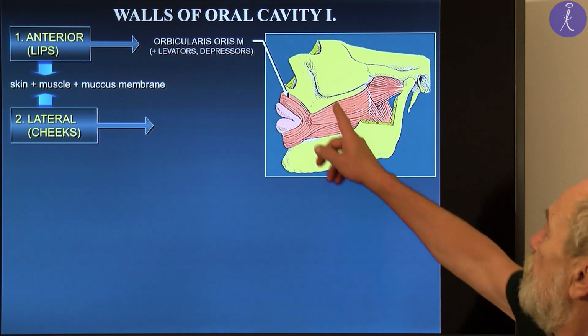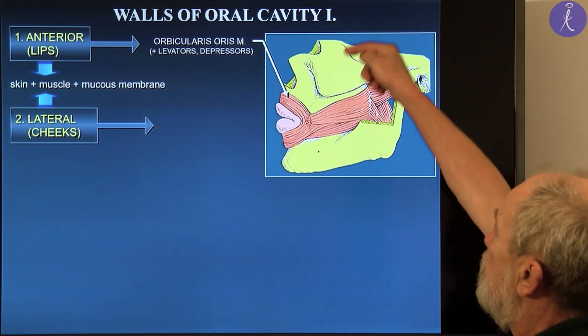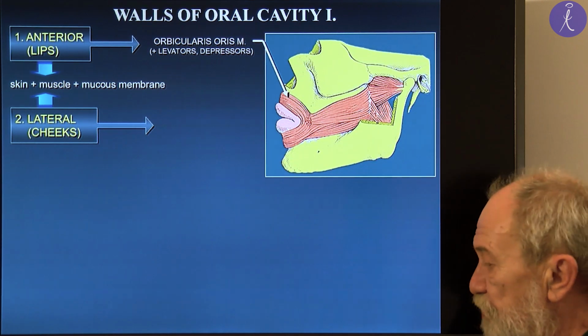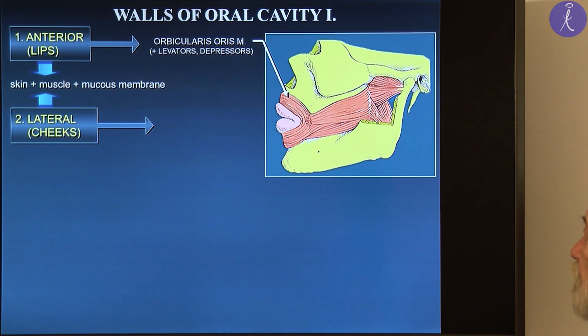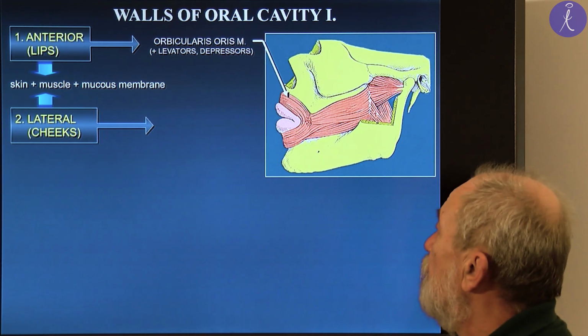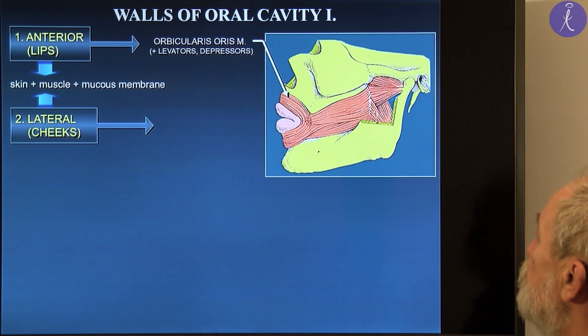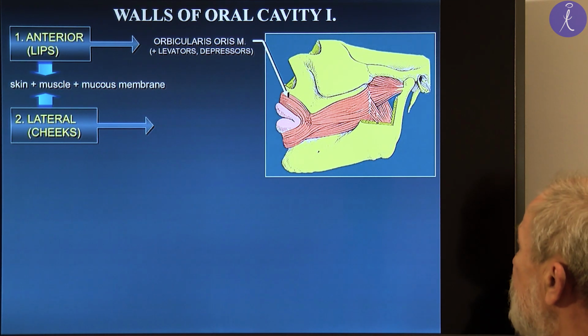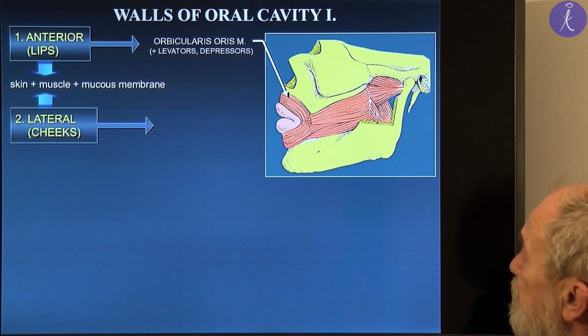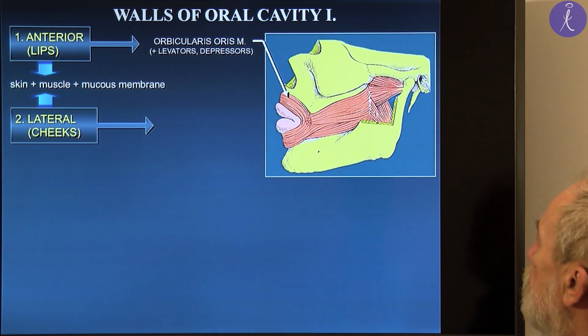Orbicularis oris muscle, circular as the name says, and several other muscles project into this muscle, making the lips very movable, necessary for speech, for example, or many other functions. These are levators, depressors of the lips.